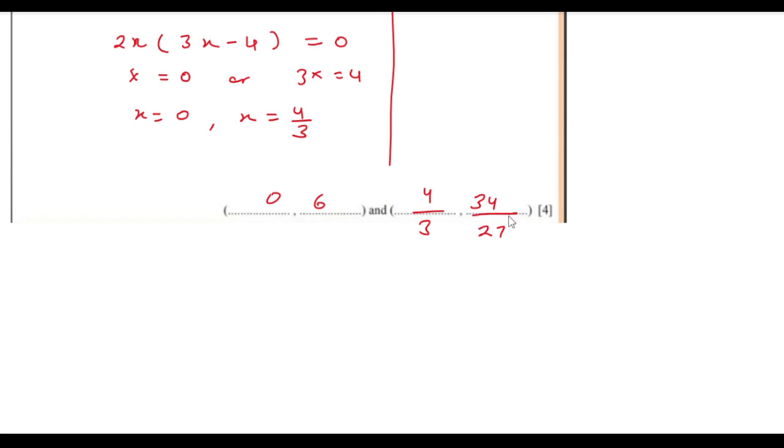Done? This is the reduced form only. You can write it in decimal form if you want.